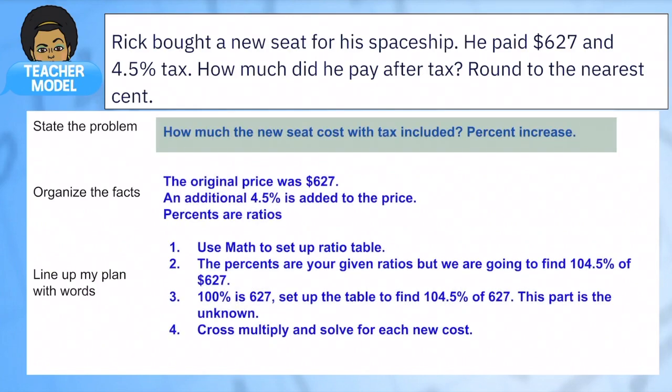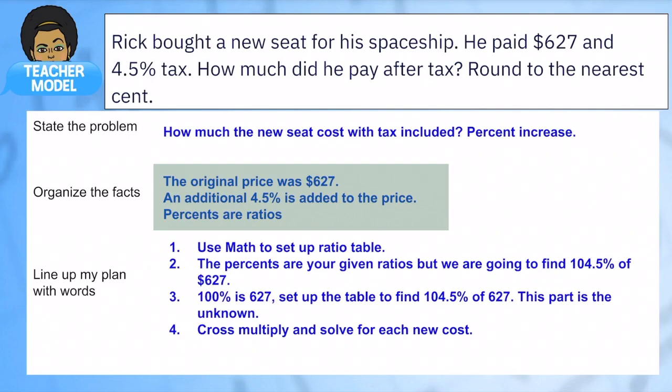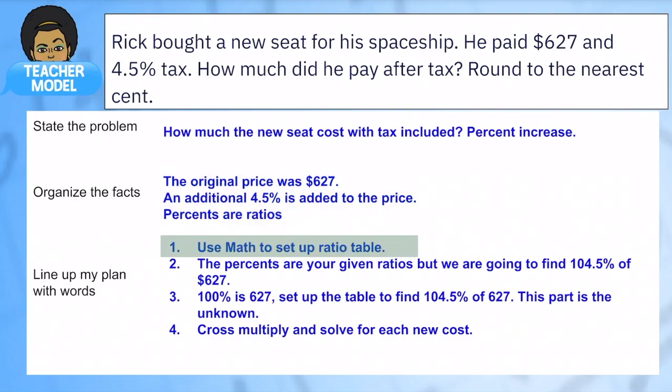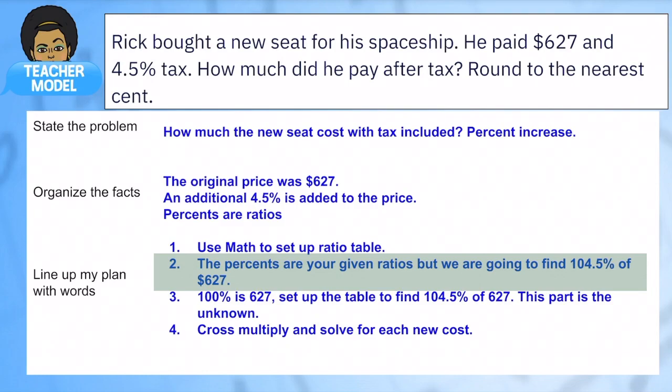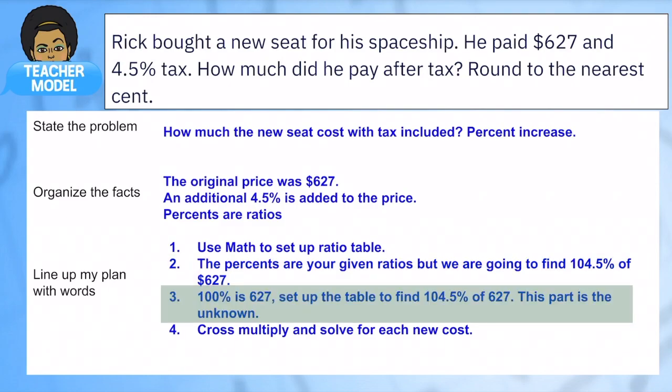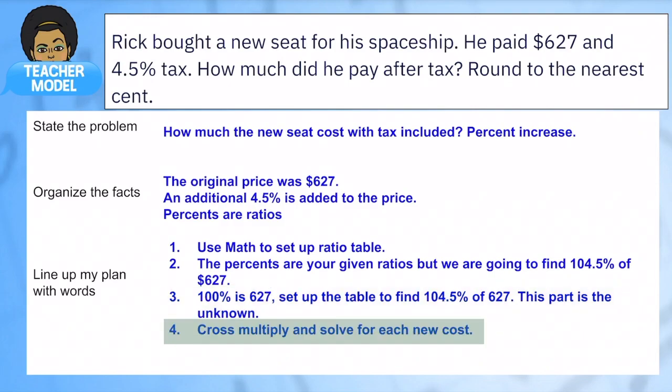And that's what we're asking. How much was the new seat with tax included? That's an increase. We know the original price, we know the percents. So in this case, I am going to use math, but I'm also going to look for 104.5% of 627. So I'm going to do it in one shot because you saw how much faster that was. And we know our 100% is 627. So we're going to set up our table like that, and we're going to figure out the unknown in this problem. We'll cross multiply. We will definitely be using calculators because we have to do some rounding at the end to the nearest penny. So we're going to go to the thousandths place. So hit pause so you can jot this down and then watch as I walk through the problem.